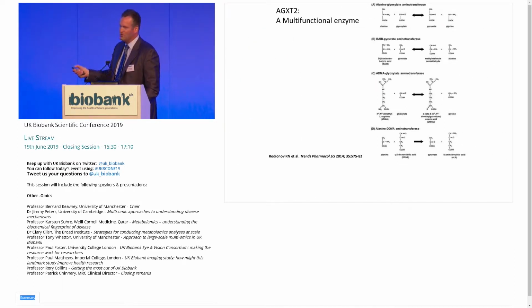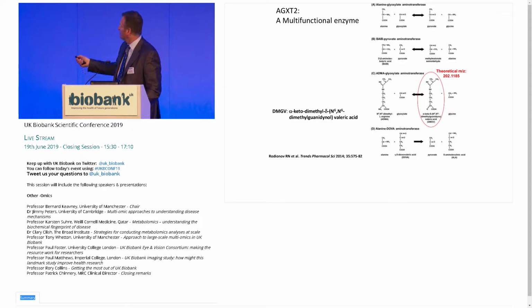Fortunately, this enzyme had been previously characterized by others as a multifunctional enzyme that handles a number of different substrates. One of those substrates was asymmetric dimethylarginine, a compound we do measure, but this product, dimethylguanidinovaleric acid, or it's easier to call it DMGV, was discussed in the literature, but not in the metabolite databases. And it turns out that the mass for this product, DMGV, matched identically to our compound that we found through non-targeted profiling in our study.